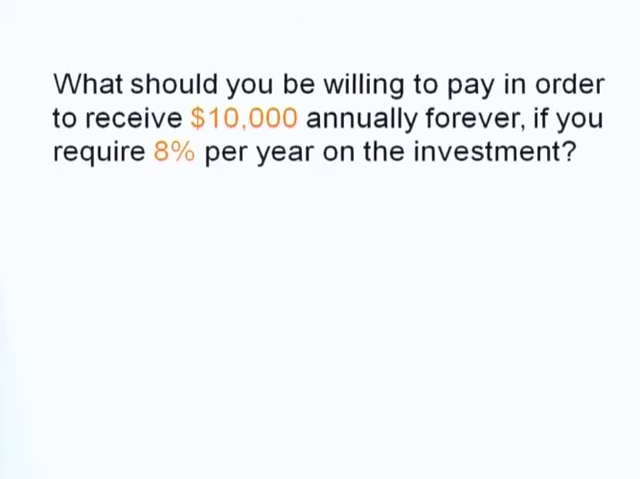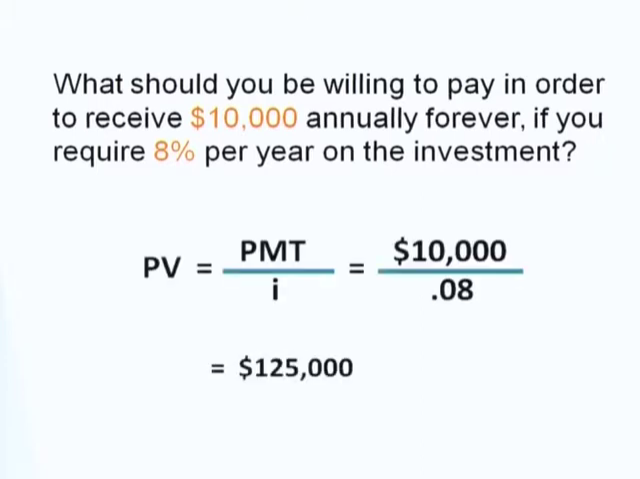What should you be willing to pay in order to receive $10,000 annually forever if you require 8% per year? Very easy. You take PMT 10,000 divided by I, 8%. So you get PV of 125,000. Very easy.